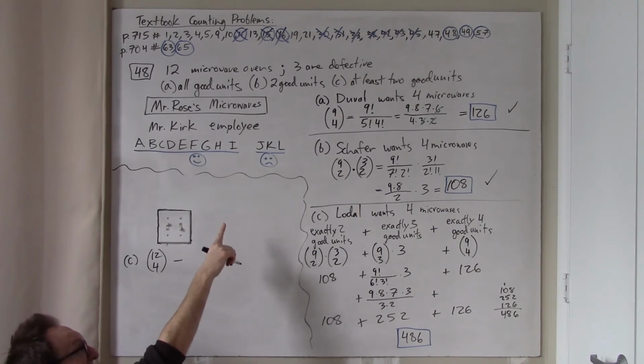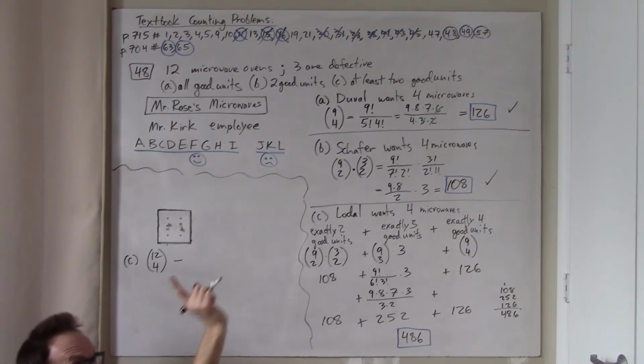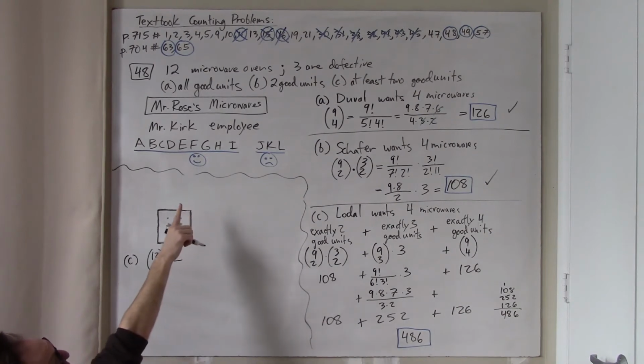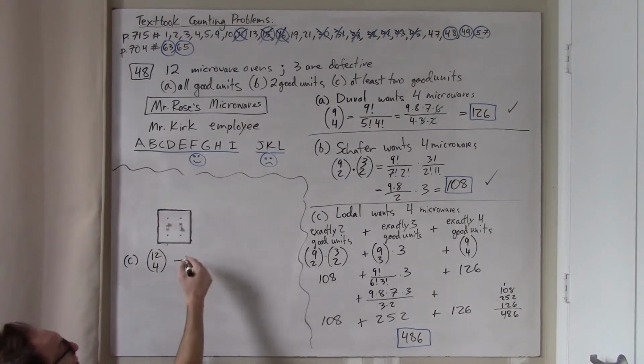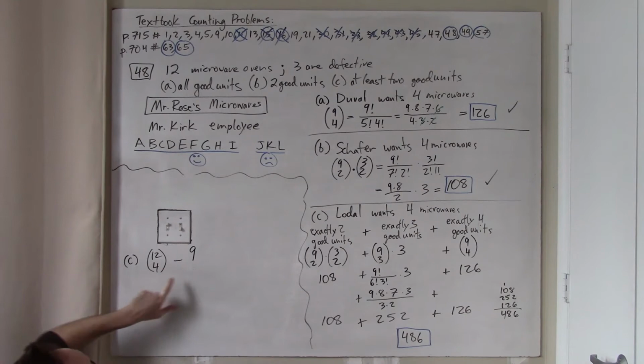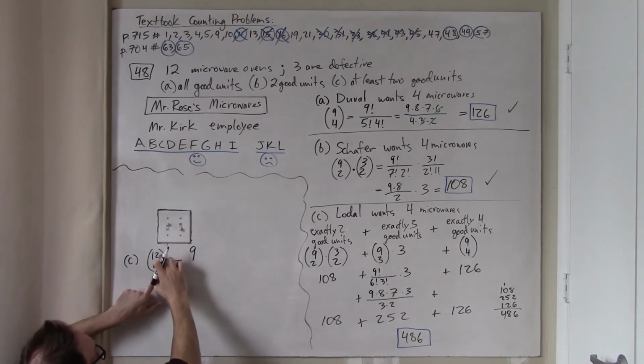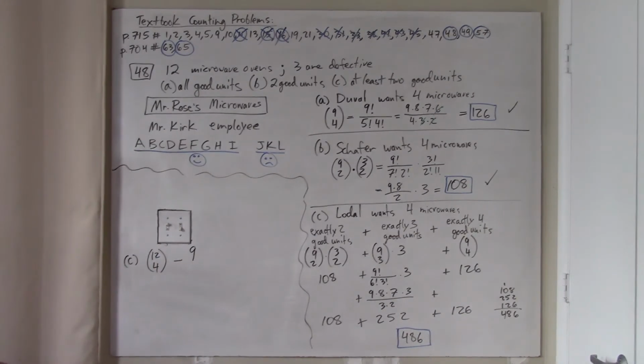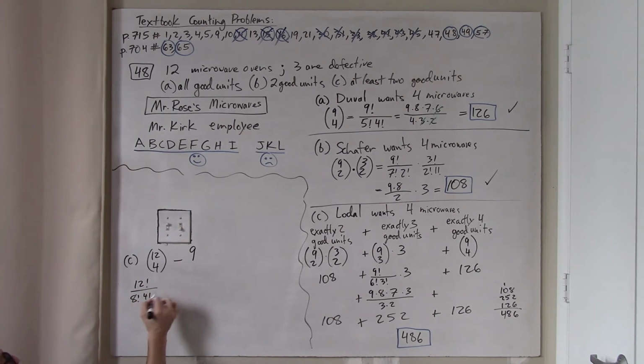If he's getting J, K, and L, then there's only 1 microwave left, and I just have to pick which one of the 9 working ones to give him. So there are 9 ways to give him all 3 broken ones, and there are 12 choose 4 ways to fill the order at all. And so, if you do this, what is this? 12 factorial over 8 factorial, 4 factorial. What is that? It's 12 times 11 times 10 times 9 over 4 times 3 times 2.